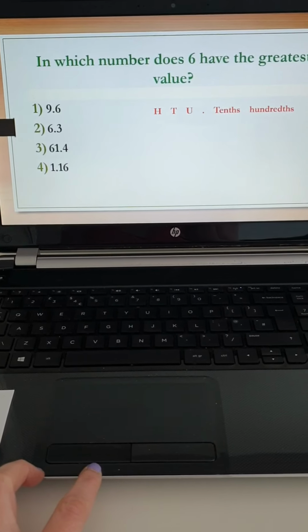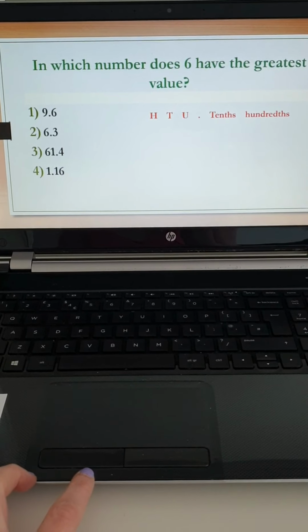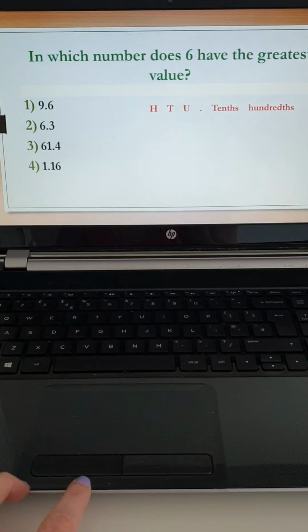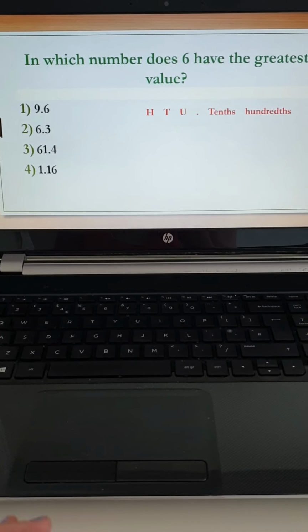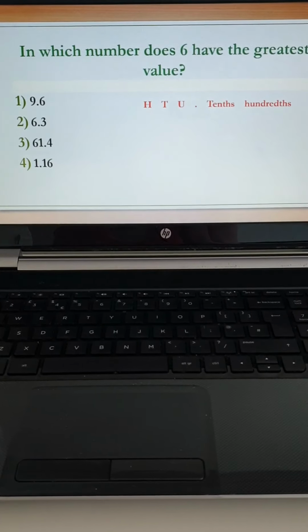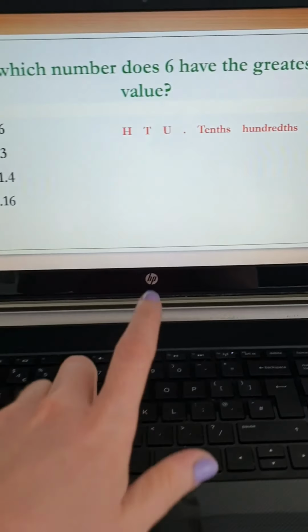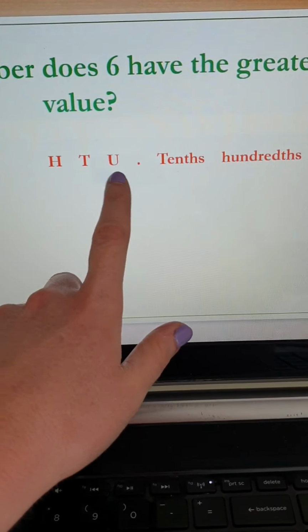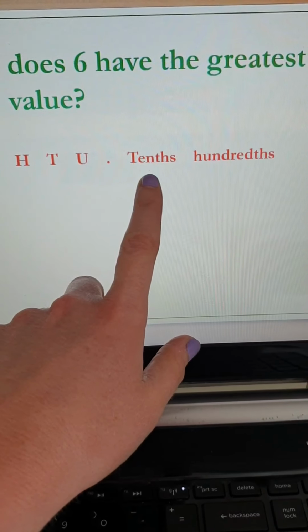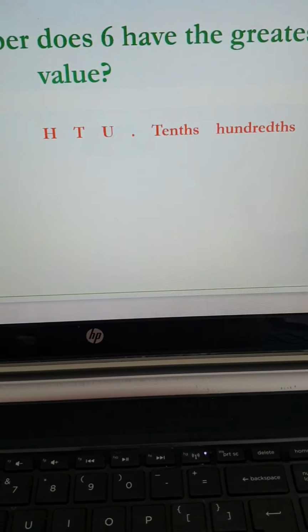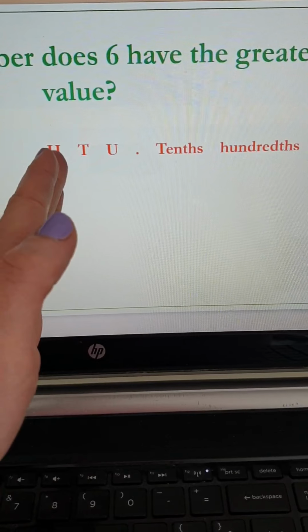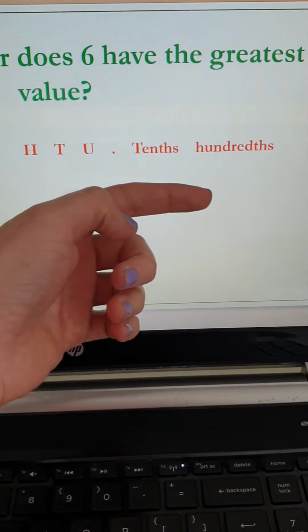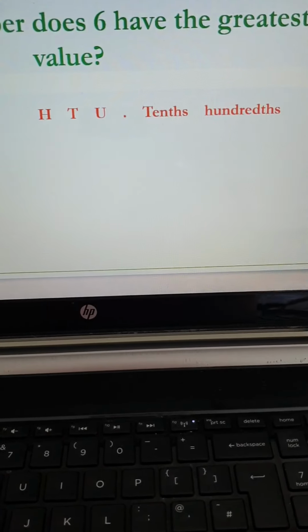Okay, so in which number does 6 have the greatest value? So in which number is 6 the biggest number, okay? Now, if you look here, we have our hundreds, tens, units, decimal point, tenths, and hundredths. So remember, you start with the biggest from here, and then it goes smaller as you go down, okay?